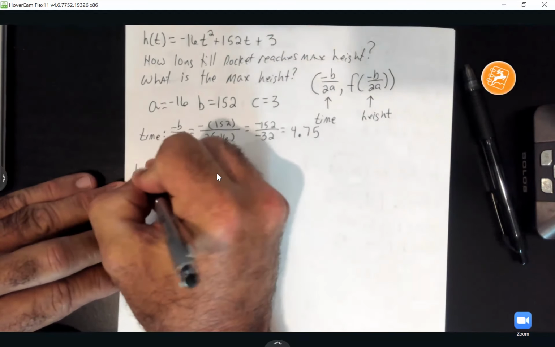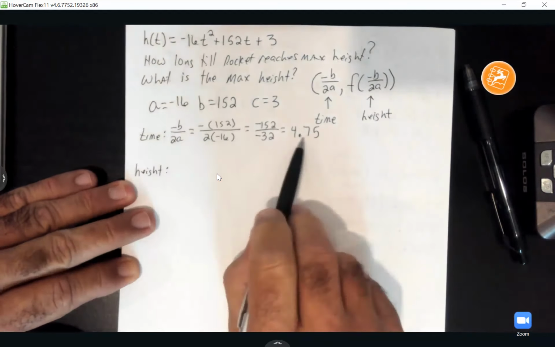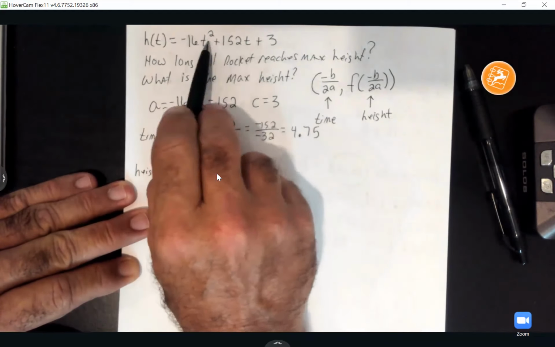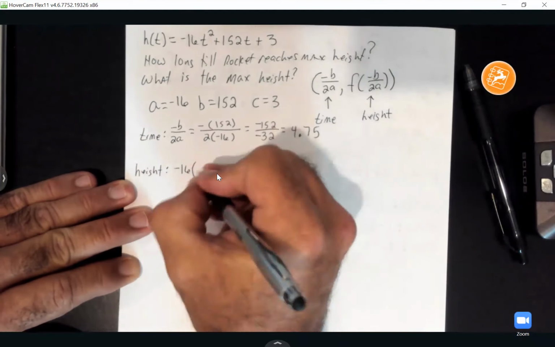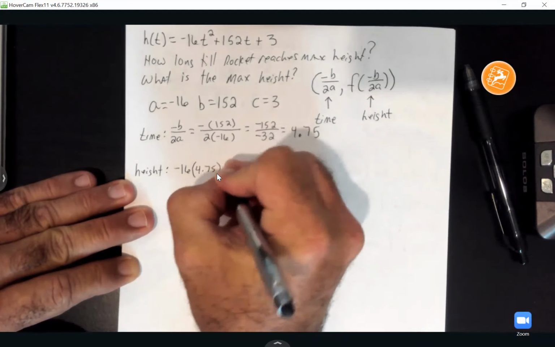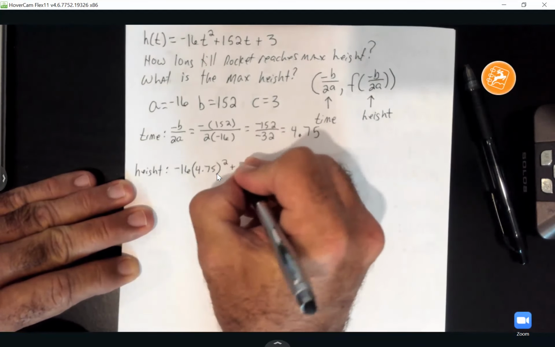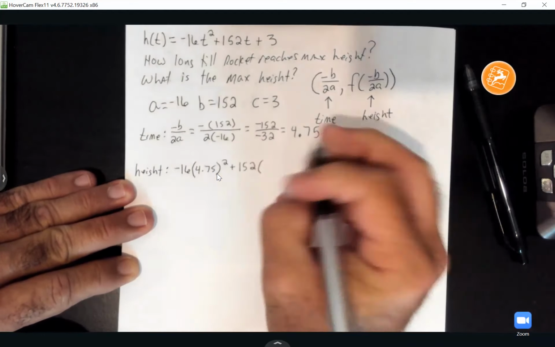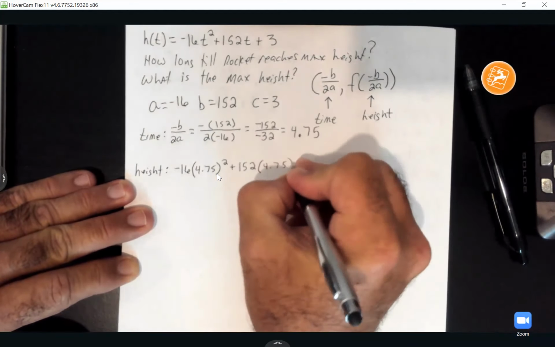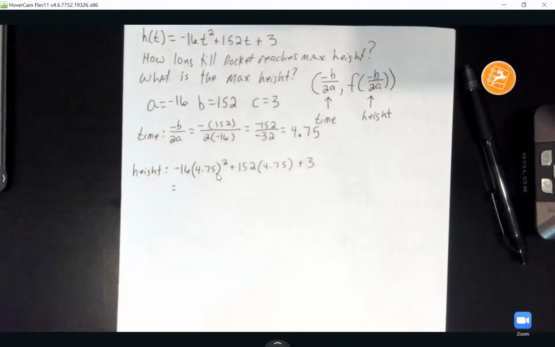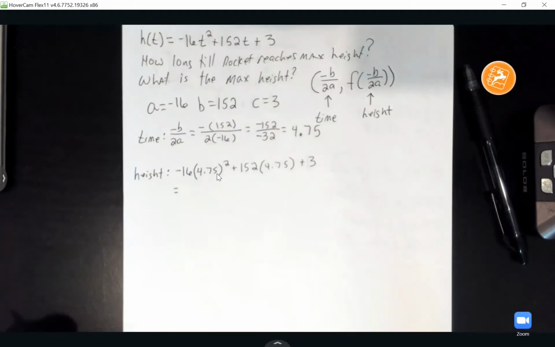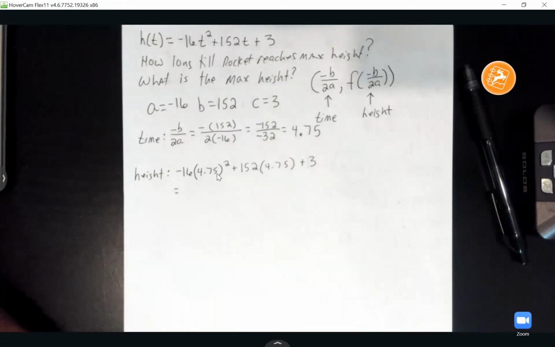Now I got to find that height. So to find the height, I take the 4.75 and put it in for both of these t's. So I'm going to have -16 times 4.75 squared plus 152 times 4.75 plus 3. All right, y'all, so I'm just going to go plug that into my calculator and see what I get. Now remember, we're looking at maximum height, so that's got to be a positive number also.